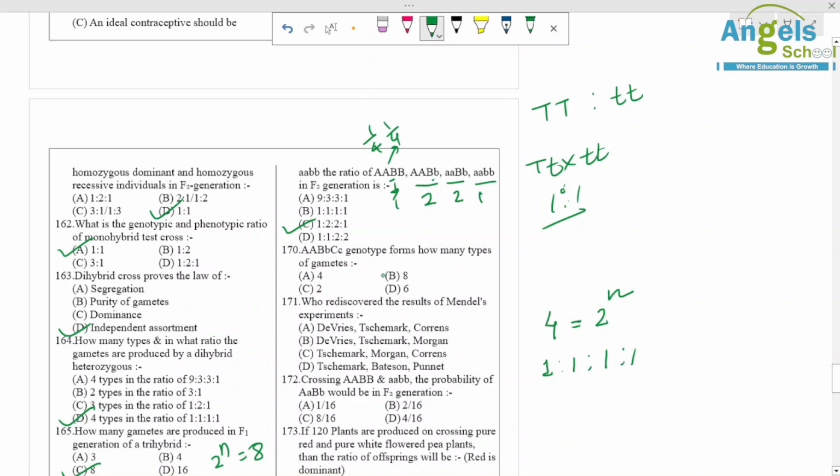In the given genotype, how many types of gametes are formed? Okay, so here it is dihybrid, we have to ignore A because A is homozygous dominant, so the equation 2 raised to n applies again, and we have to find 4 types of gametes. Who rediscovered Mendel's work? Hugo de Vries, Tschermak and Correns rediscovered his work. So option A is correct.